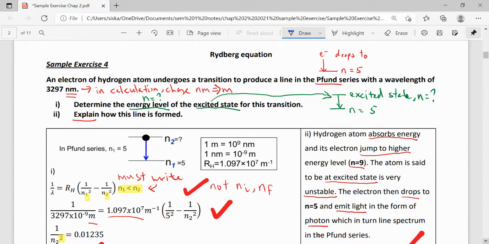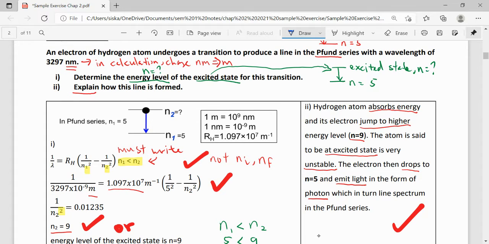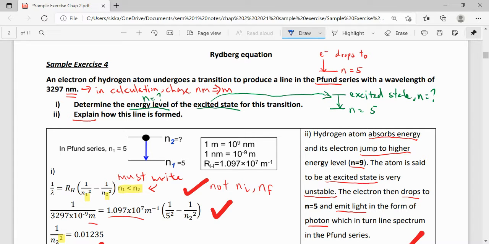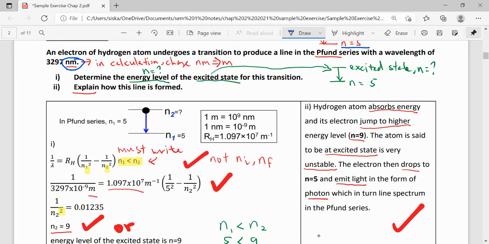Next one. When you are given a series, for example Paschen series, you must know the clue given is that the electron will drop to a lower level, that is n equals 3. And be careful of the question because the wavelength is given in nanometer. Why do we have to take note? Because in the Rydberg equation, the Rydberg constant unit is per meter. Therefore, when we substitute into the expression, we also must use meter.